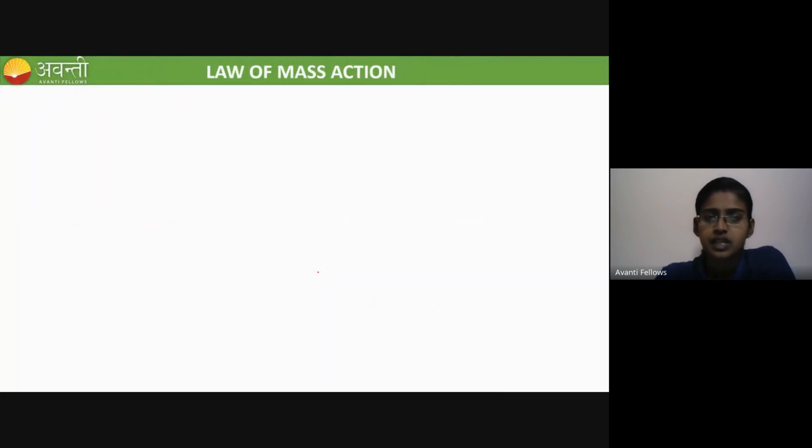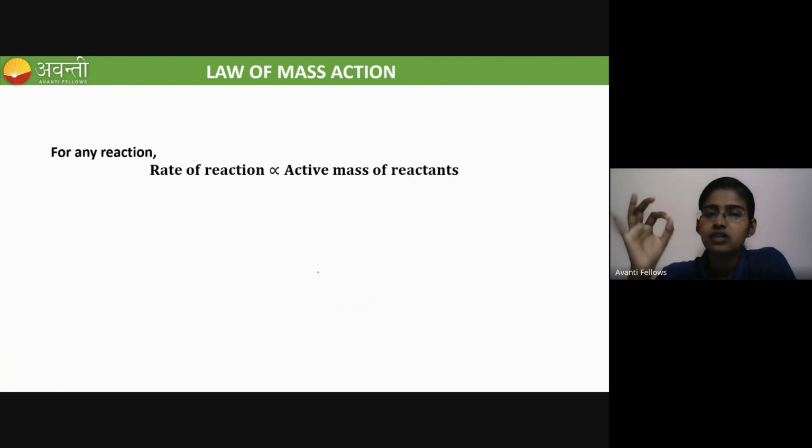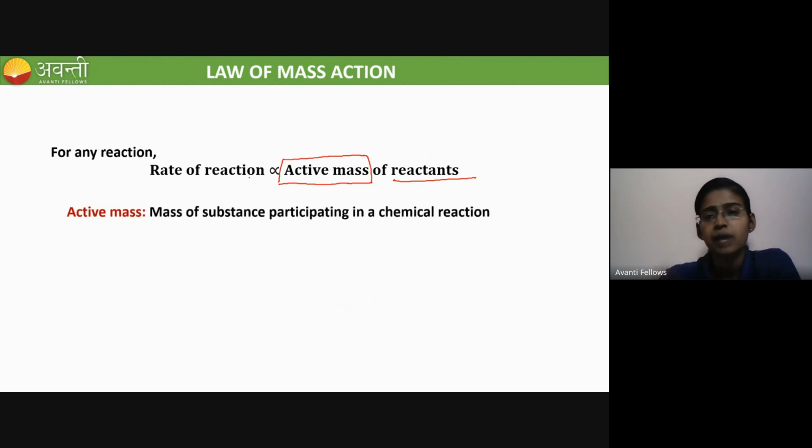Yeah. The next is the law of mass action. So what is the law of mass action? For any reaction, the rate of the reaction will be directly proportional to the active mass of the reactants. Now, what is meant by active mass? It is the mass of the substance participating in a chemical reaction.